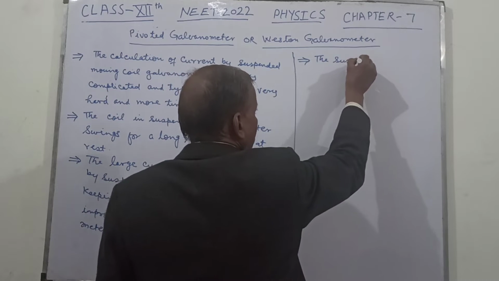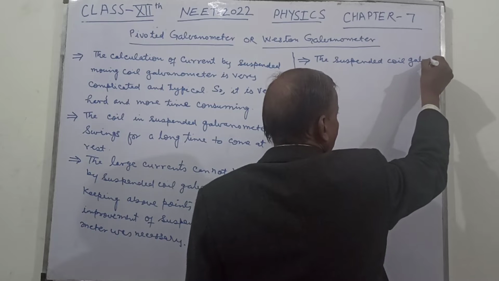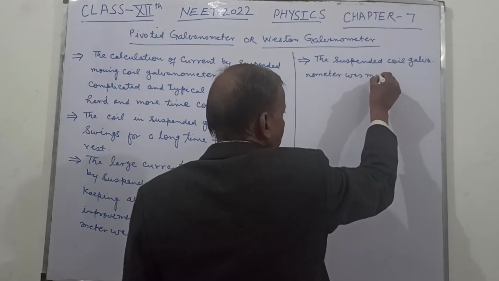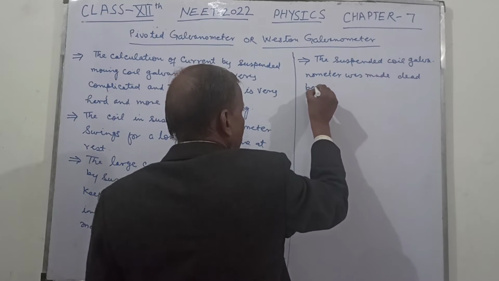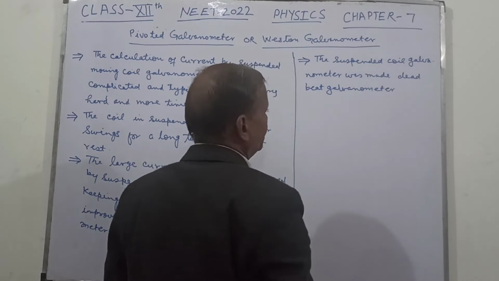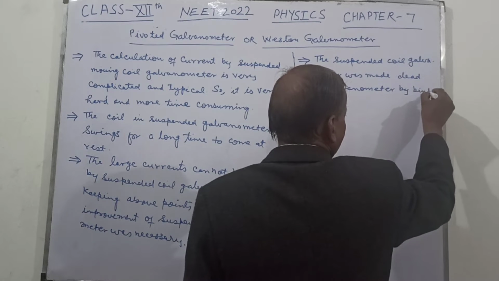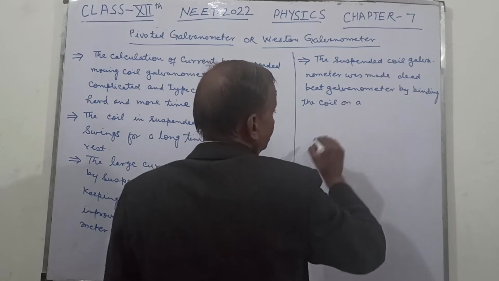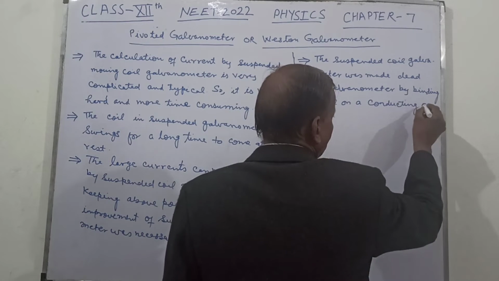The suspended coil galvanometer was made a deadbeat galvanometer by binding the coil on a conducting frame.